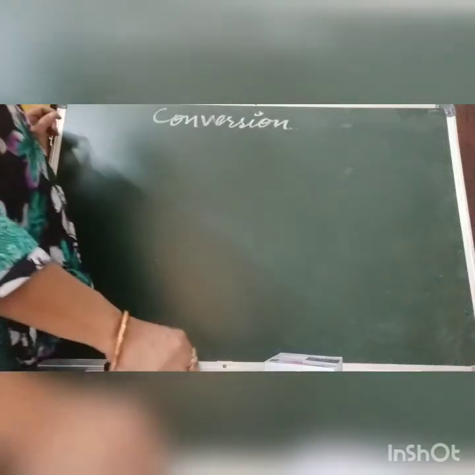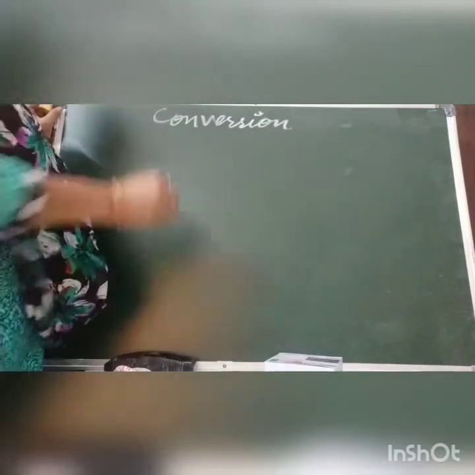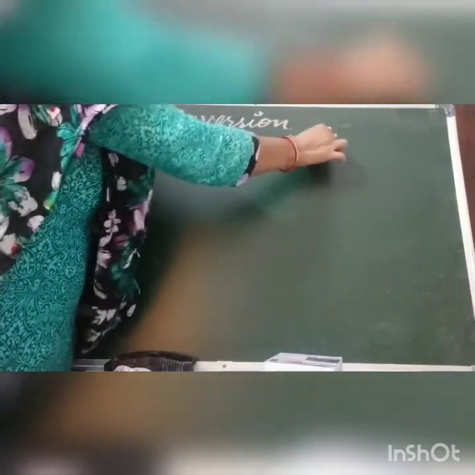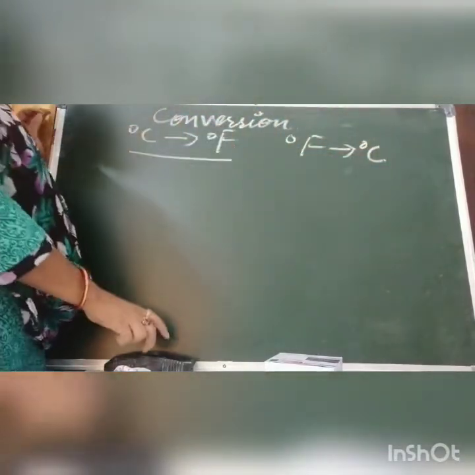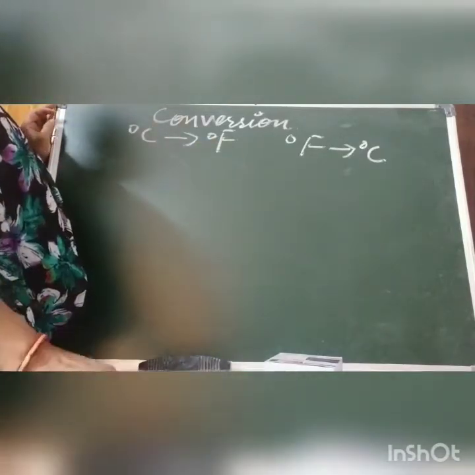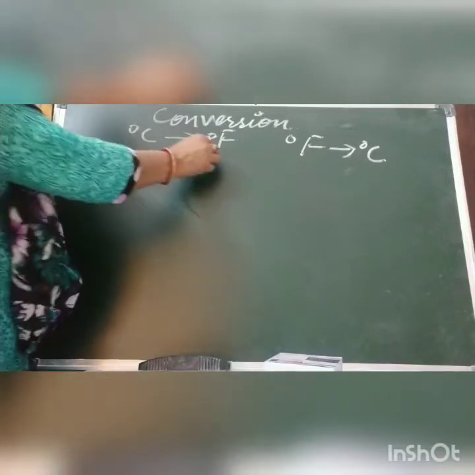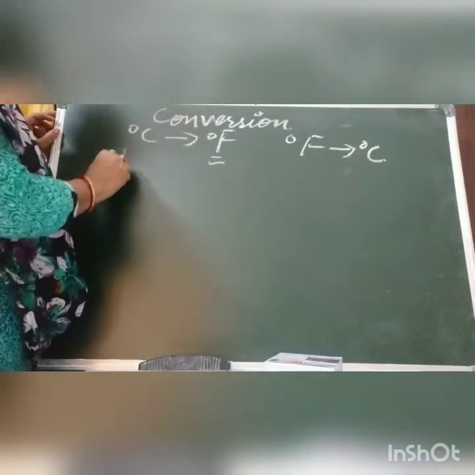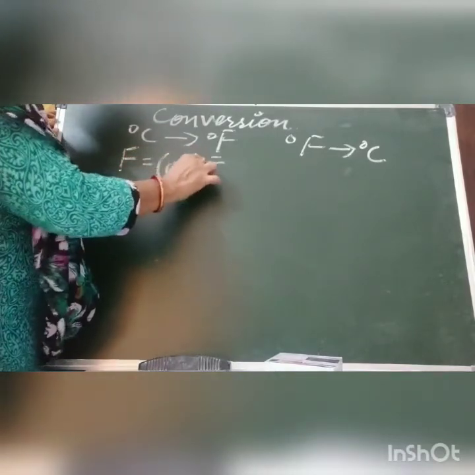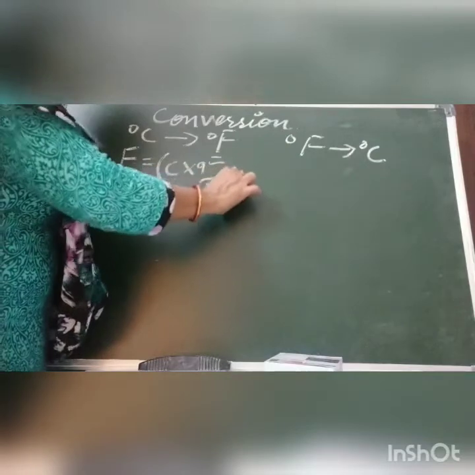Good morning, children. Today I am going to discuss numericals based on conversion of degree Celsius to degree Fahrenheit and degree Fahrenheit to degree Celsius. First we will discuss this. They are formula based. To convert degree Celsius into degree Fahrenheit, because we have to find out Fahrenheit, the formula is F is equal to C into 9 upon 5 plus 32.